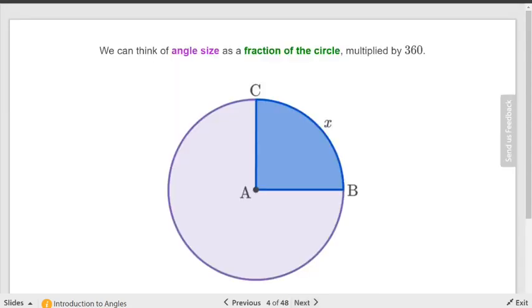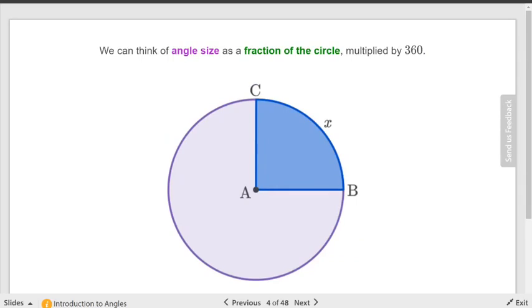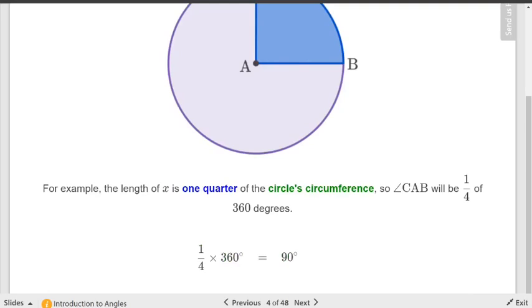Good deal. When you think of the angle size, what you're doing is you're thinking of the fraction of the angle multiplied by 360. Nobody does this, but you can. Okay, so for this case, this is 1/4 of a circle. So that means 1/4 of 360 degrees, which is the same as 360 divided by 4, which is how many degrees? 90.